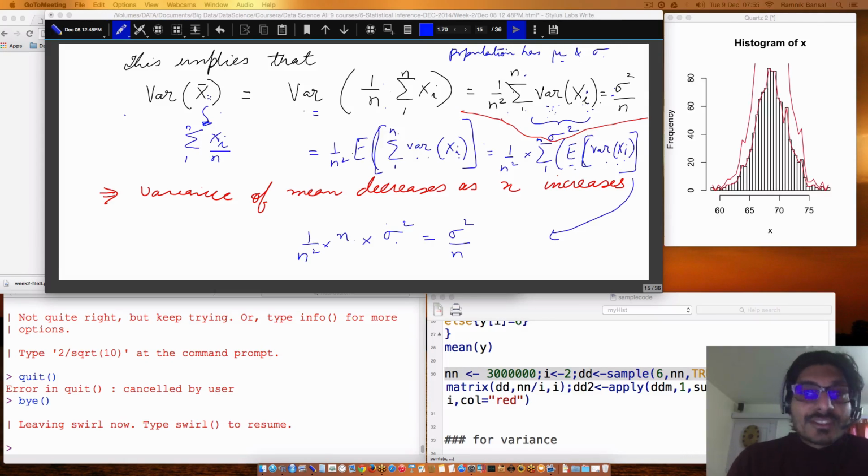So we know this mathematically also. What is the equation behind that? How much does it decrease? So variance decreases by sigma square upon n. So it's inversely proportional to the size of the sample. Is this clear now?